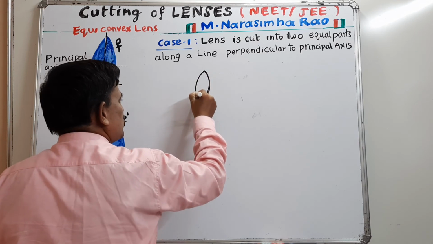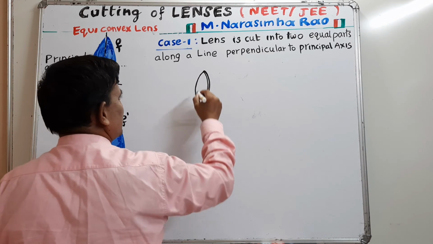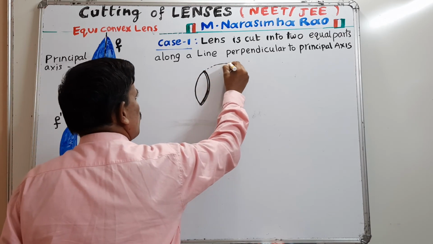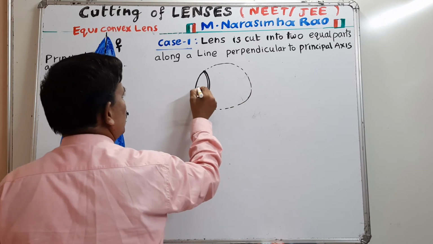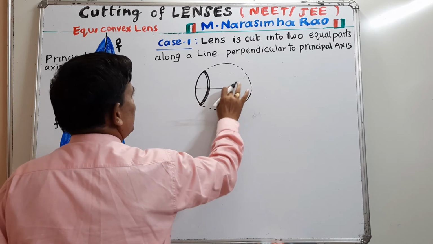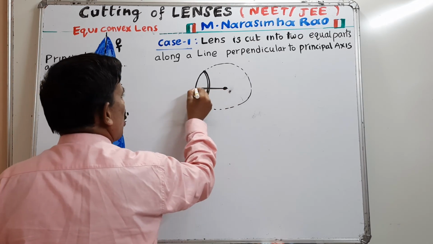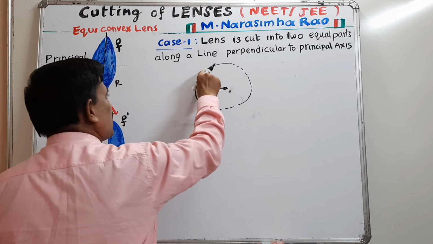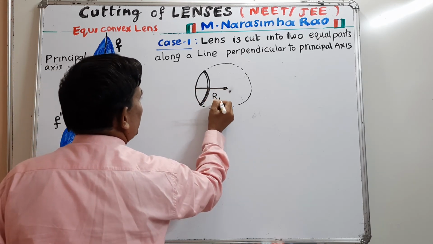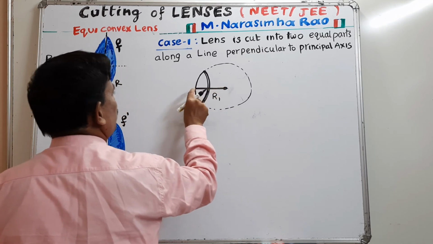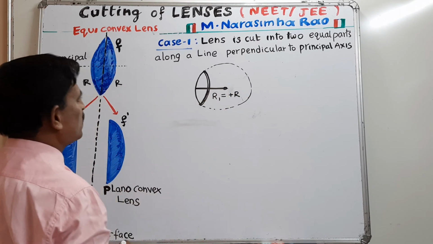Now this is one surface. It is another surface of the convex lens. Now I am completing one sphere. Now this is the center of the sphere. This I am calling the radius of curvature of the first surface. This is the radius of curvature of the first surface. This radius of curvature is plus R.